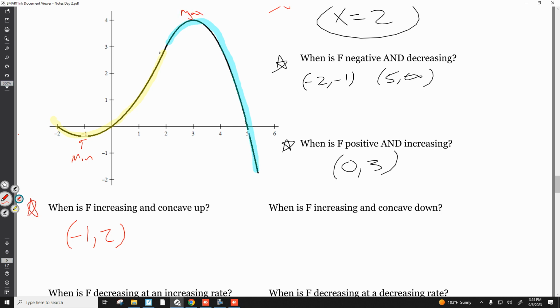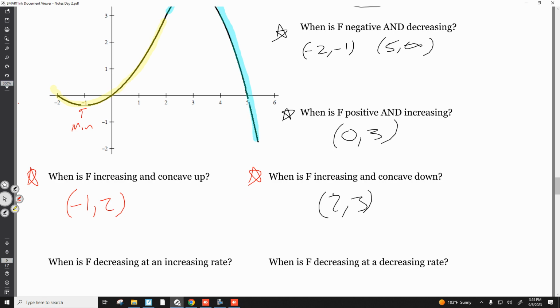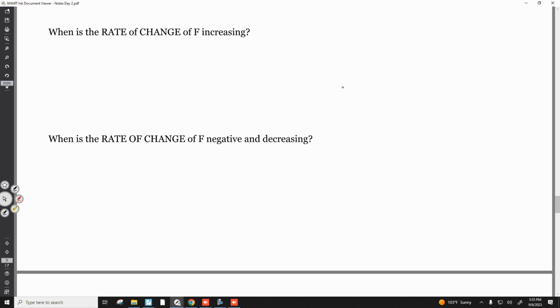When is f increasing, concave down? Figure that out. Go. Nice. Here's my point of inflection at 2. I'm going up, concave down from 2 to 3. Cool.